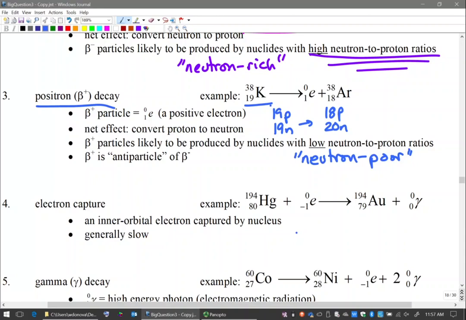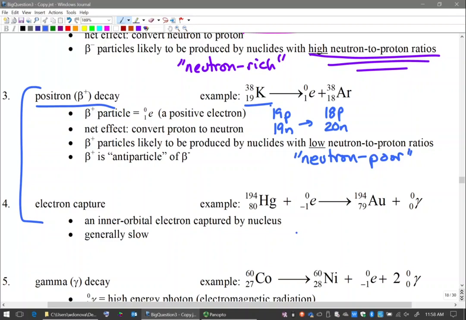This last one that we want to, if I can get to at least this next one, that's fine. Creating the particle. What if you have a decay process that is for a neutron-poor nuclide, but it doesn't have enough energy in the decay process to create the positron? Turns out that number 3 and number 4 accomplish the same goal. Number 4, called electron capture, achieves the same goal as positron decay does.